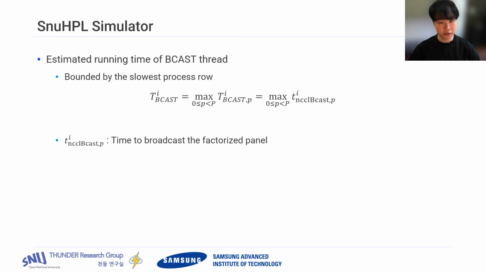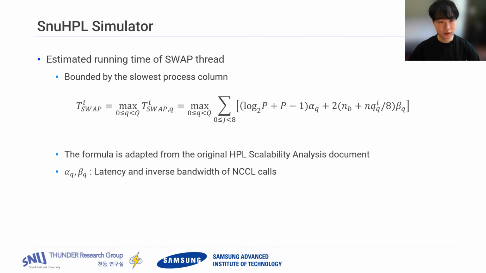Second, the estimated running time of the Bcast thread is bounded by the slowest process row. The estimated running time of Bcast in process row P is simply the time to broadcast the data by NCCL in process row P. Third, the estimated running time of the swap thread is bounded by the slowest column. We adopt the formula from the original HPL scalability analysis because we use the same algorithm to swap the rows of the trailing submatrix.